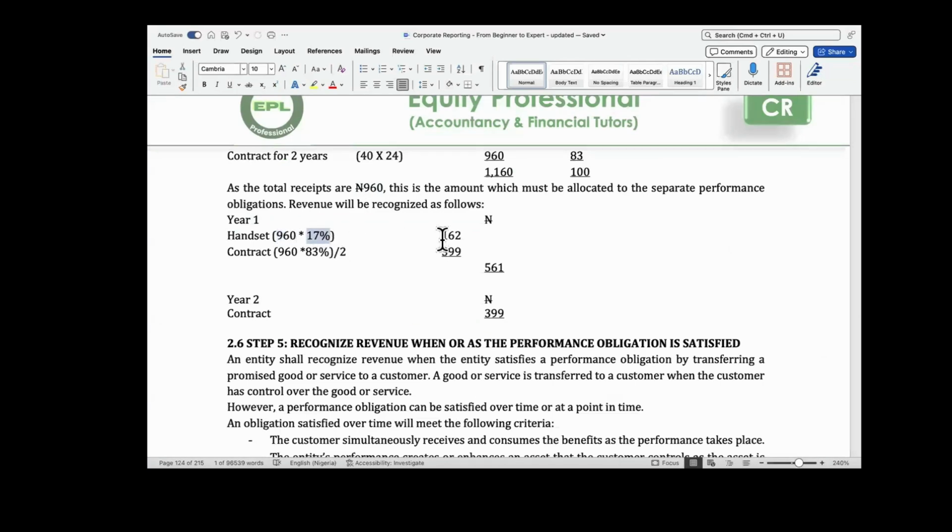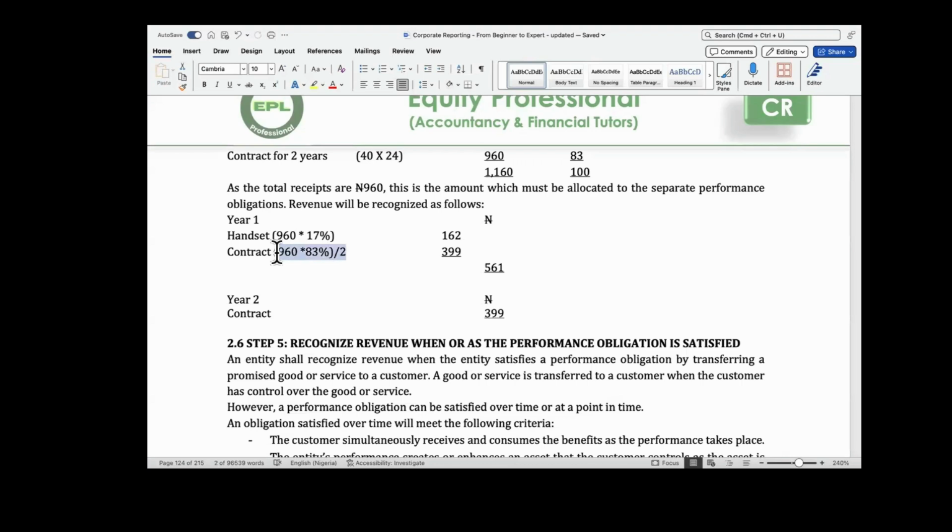So we are going to recognize revenue for handsets of 162. So we are not going to say, because we are giving the handset for free, we'll not recognize any revenue. No, that's wrong. The handset is a separate performance obligation. So this 960 we are collecting as transaction price, a portion of it will be recognized for handset. While the remaining 83%, which is for the network service, we cannot recognize it entirely in year one because it's a 2-year contract. So half will be recognized in year one. The remaining half will be recognized in year two.